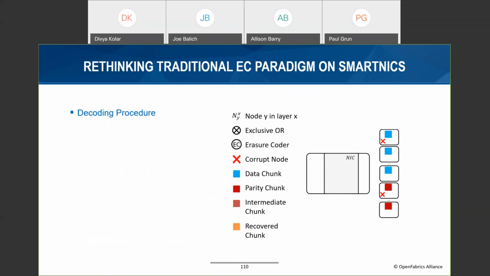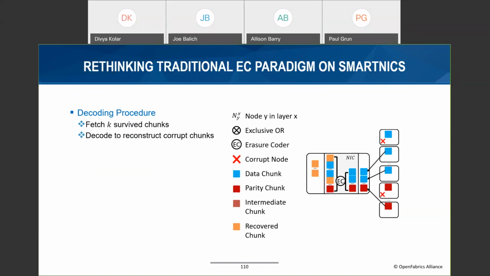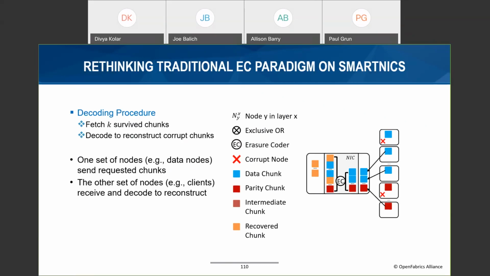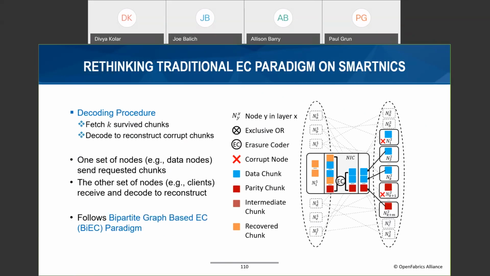Similarly, for decoding, the client fetches K healthy chunks from survived data nodes to reconstruct the corrupted chunks, and the cluster can be split into two sets as well. Again, the decoding process still follows the bipartite graph-based EC paradigm.